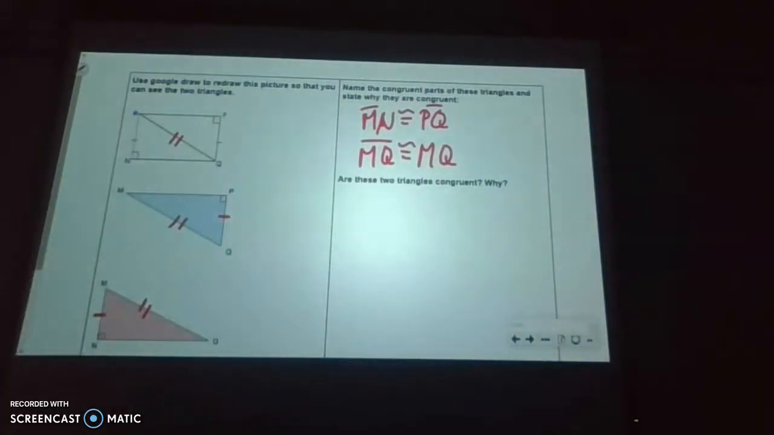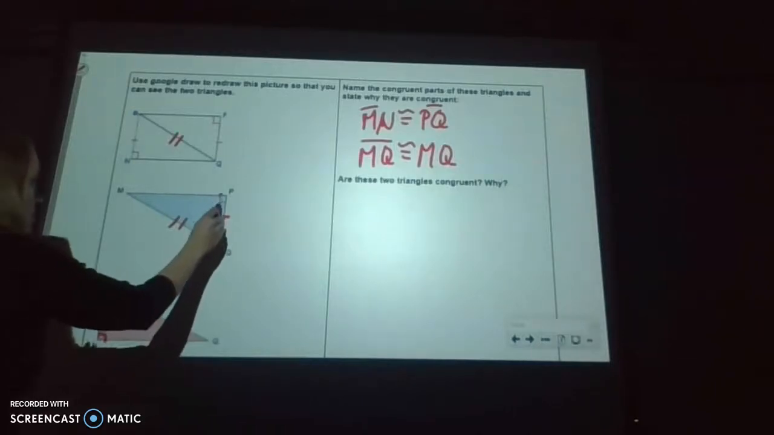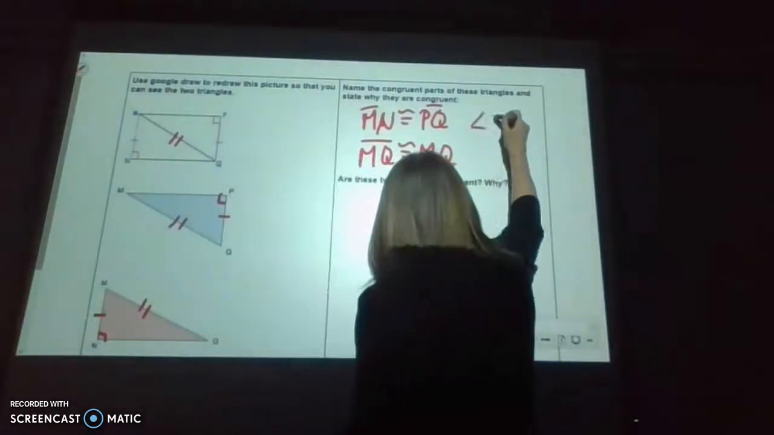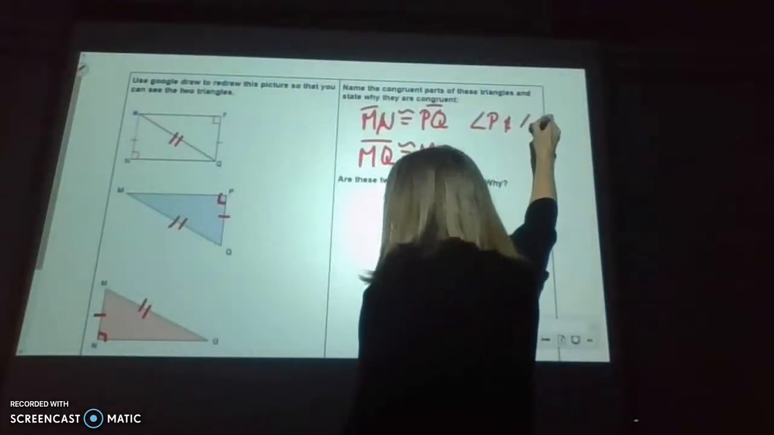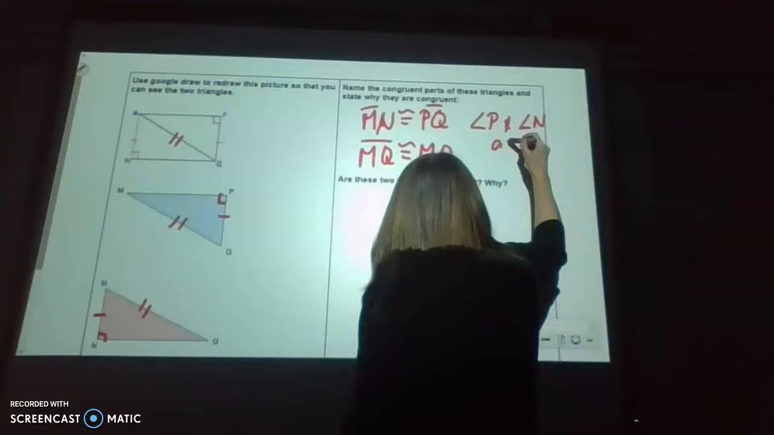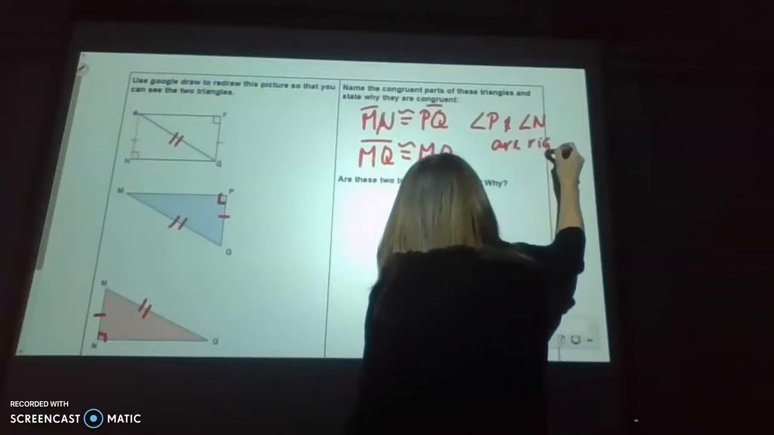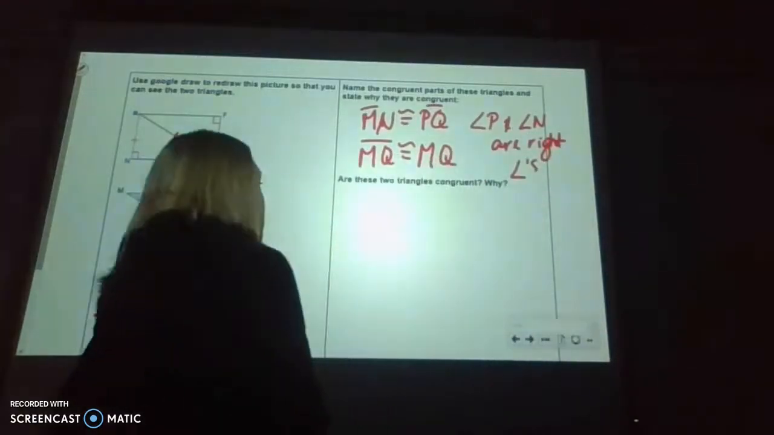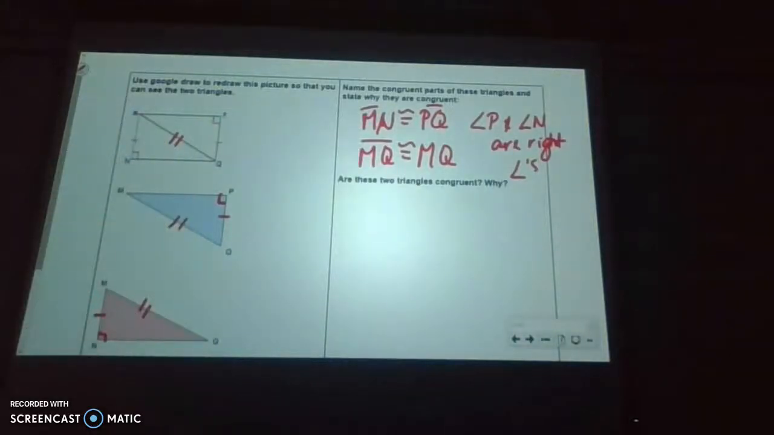And do we have right angles? Yes, we have angle N and angle P. How do you know they're right? Because there's the little square in the corner. Okay, so that means it's right. We have angle P and angle N are right angles, and are also congruent. Are these two triangles congruent?